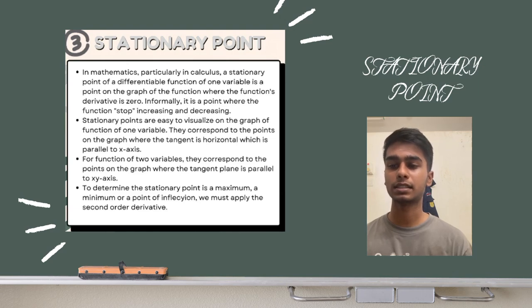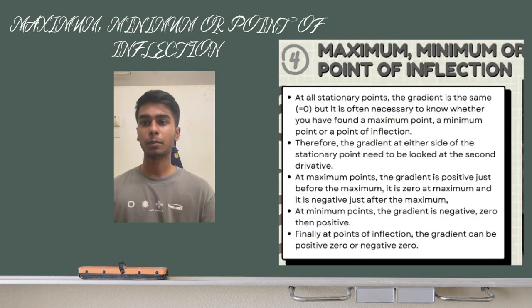For a function of two variables, they correspond to the points on the graph where the tangent plane is parallel to the xy axis. To determine whether the stationary point is a maximum, a minimum or a point of inflection, we must apply the second order derivative. Maximum, minimum or point of inflection. At all stationary points, the gradient is the same, equal to 0, but it is often necessary to know whether you have found a maximum point, a minimum point or a point of inflection. Therefore, the gradient at either side of the stationary point needs to be looked at, using the second derivative.